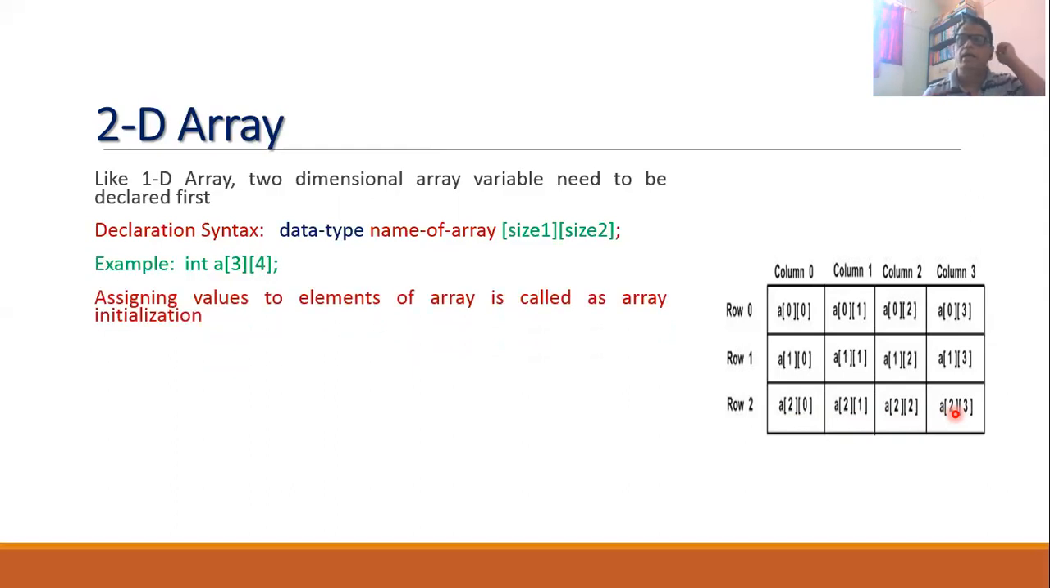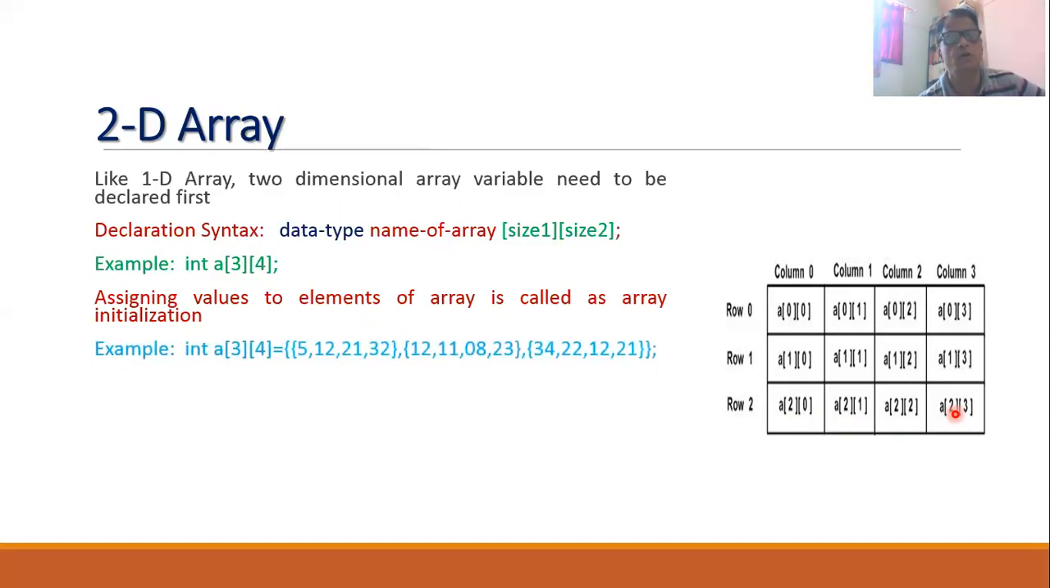Now, whenever we declare an array, the compiler will reserve these many memory locations in the memory for the array. Once the array is declared, we need to assign values to the array elements, and assigning values to the array elements is called array initialization. In a two-dimensional array, we can initialize the array elements like this. Initially, we write the data type of the array, then the name of the array. Then in the first square bracket we write the row size, and in the second bracket we write the column size.